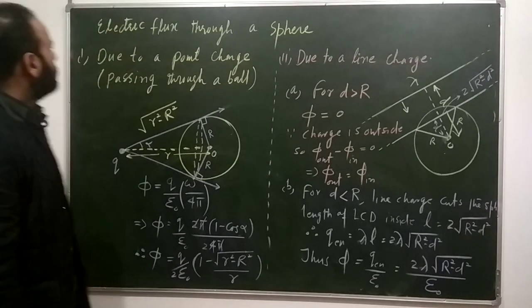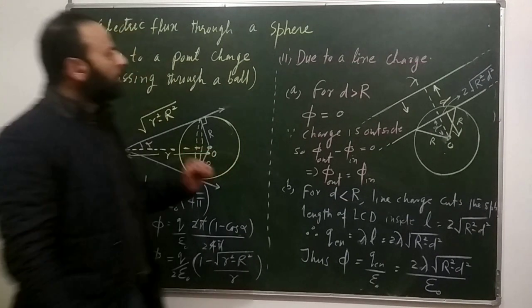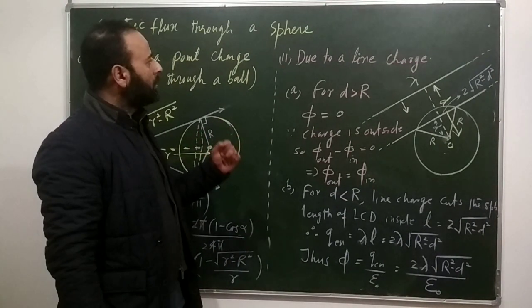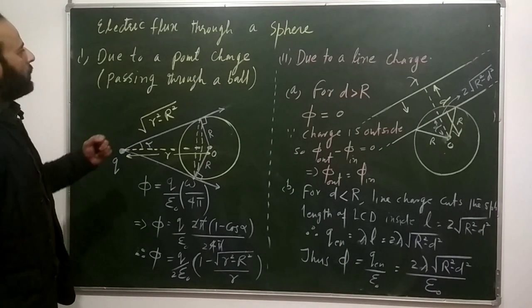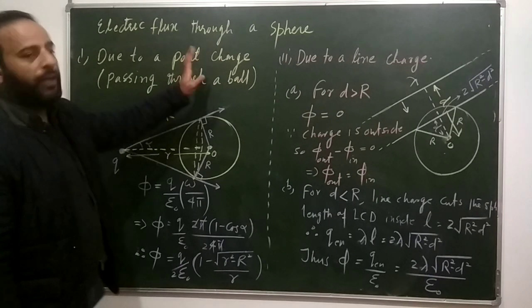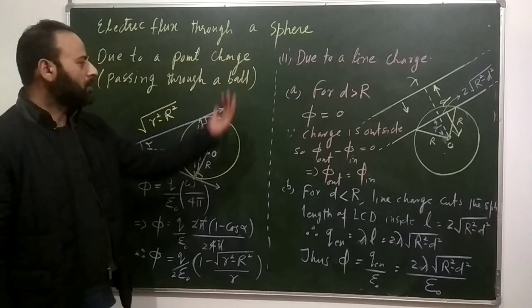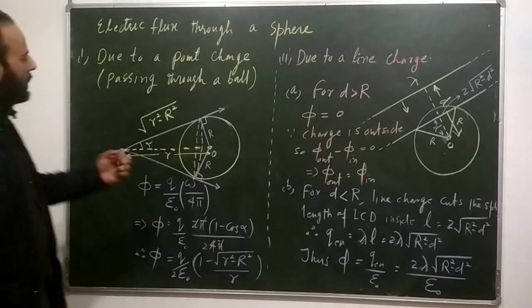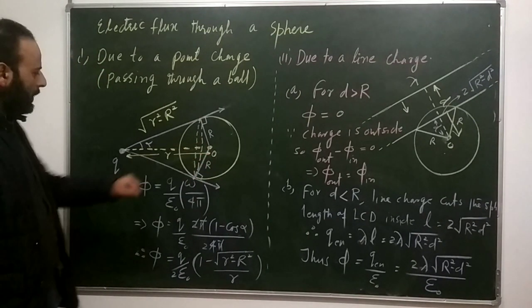Calculate the electric flux through a sphere. In this case, I have considered two parts. One is we will find the electric flux through a sphere due to a point charge, or the flux passing through a ball, because a ball is a sphere, when the point charge is on the axis of the sphere.